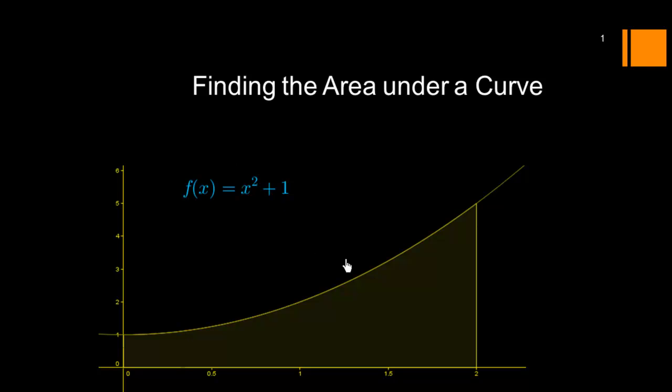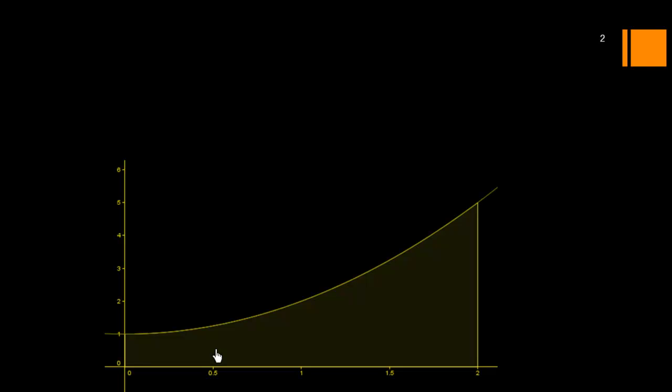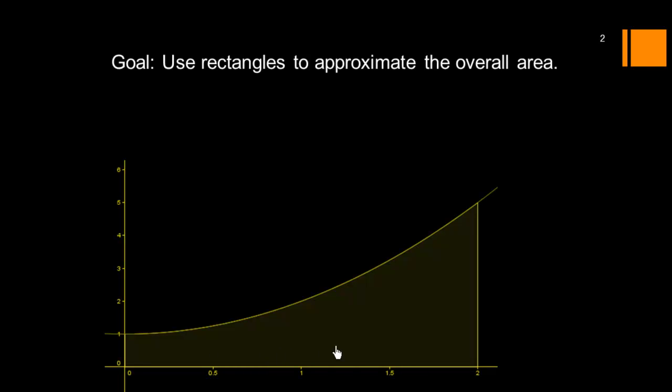So we have this shaded region right here, and my goal is to find the area of this shaded region. So here's my graph and my goal, which is to use rectangles to approximate the overall area. So how are we going to do that? You can see that we have this interval from 0 all the way to 2. And what I'm going to do is use 3 rectangles to approximate this area.